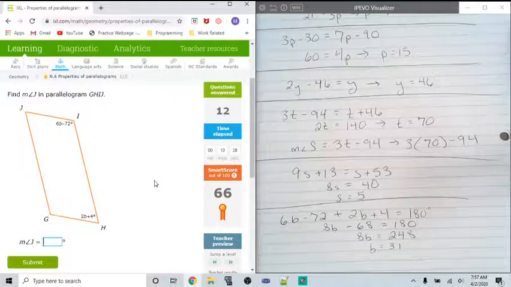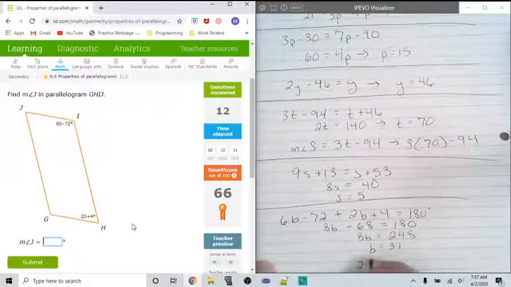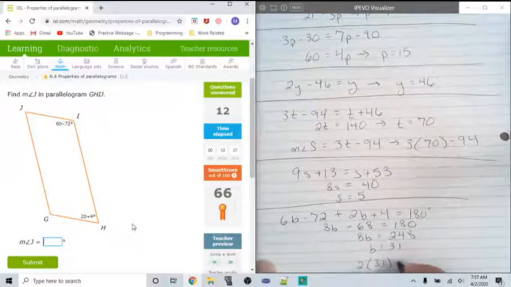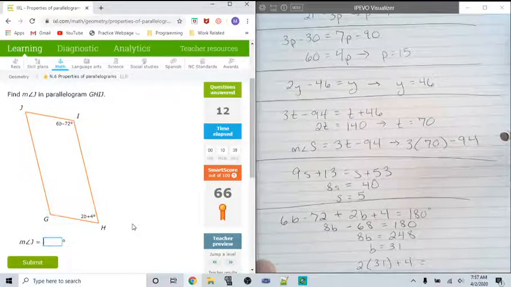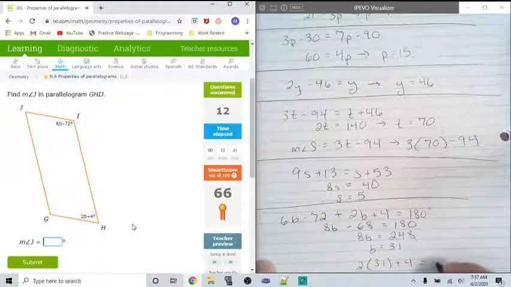But it wants the measure of angle J. J is the opposite of 2b plus 4. So 2 times 31 plus 4 would be 62 plus 4, which is 66.